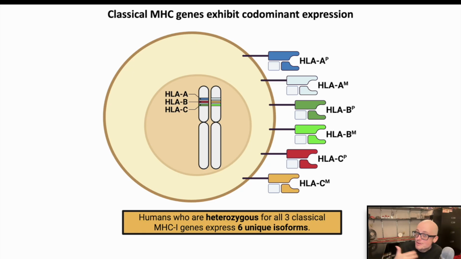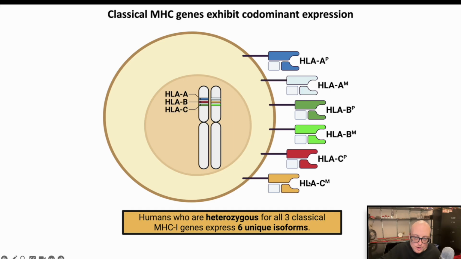And remember that there are like 10,000 options, so it's really not that surprising that most of us are heterozygous at all three positions and have 6 distinct alleles available to be expressed at the protein level. And so most of us then, following that logic, can produce 6 unique isoforms of MHC class 1 on the surface of our cell.